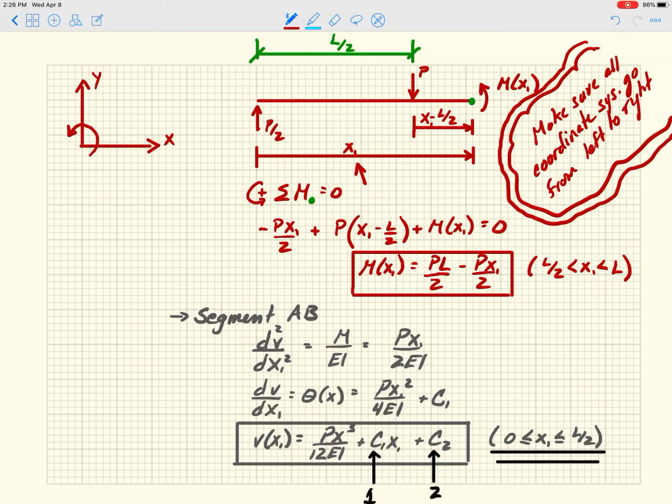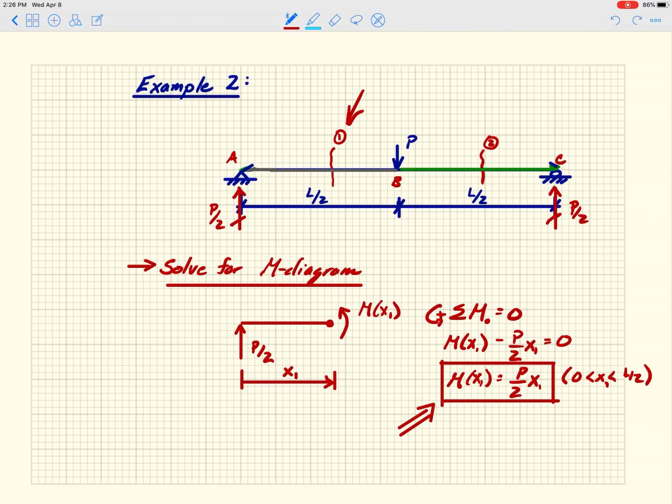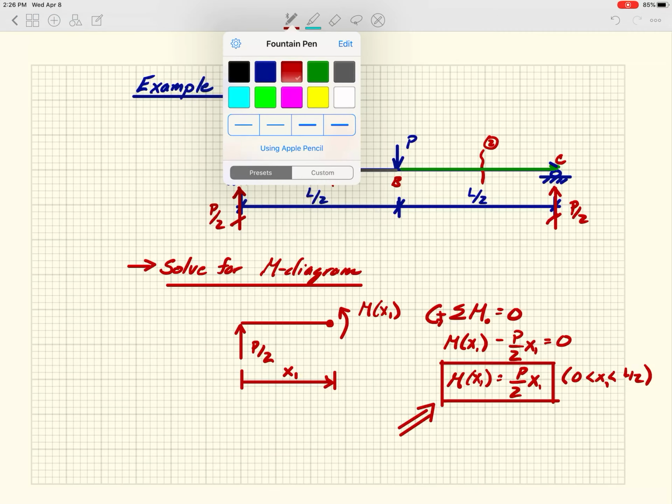And if you do that, you see here, this is your moment diagram, PL over 2 minus PX1 over 2, and that is valid from L over 2 to L. So again, two moment diagrams because we have this discontinuity in the center that's caused by the point load.